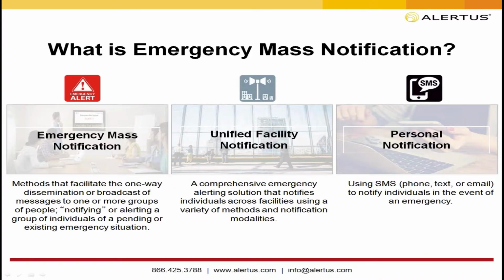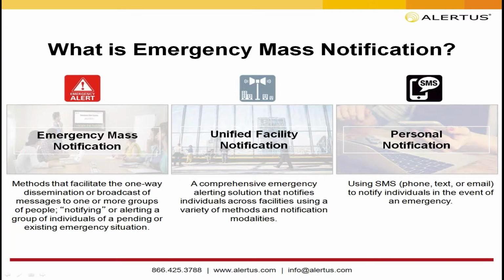So let's step back a little bit and talk about emergency mass notification and the market and the solutions that are out there. Emergency mass notification provides methods that facilitate a one-way dissemination or broadcast of messages to one or more groups of people, notifying or alerting a group of individuals of a pending or existing emergency situation. So that's the overall idea: let's get the word out, let's blast that out to everybody that needs to know. Then you've got two areas.